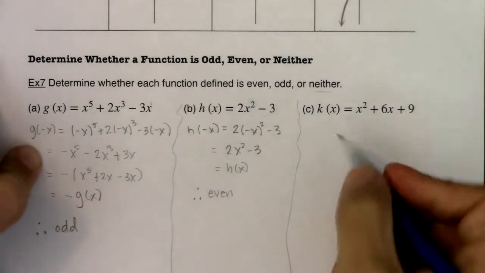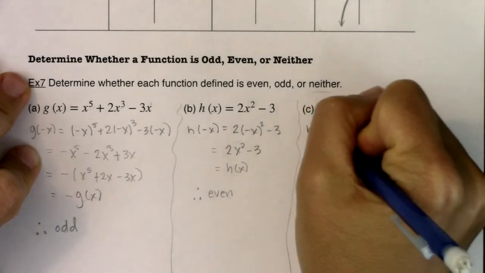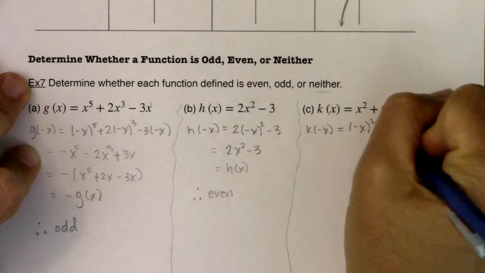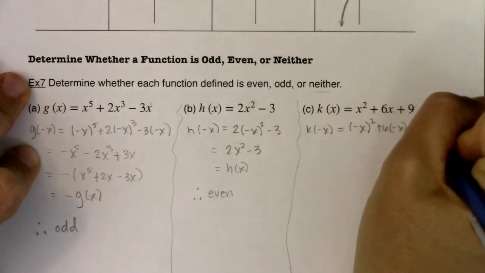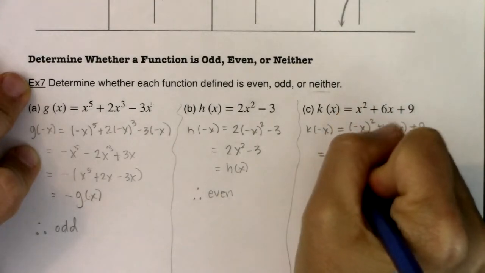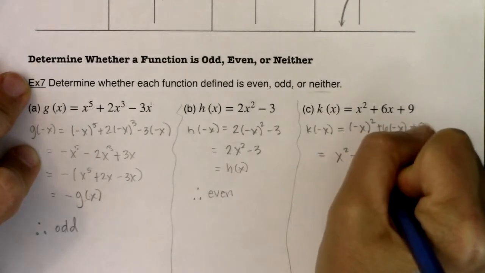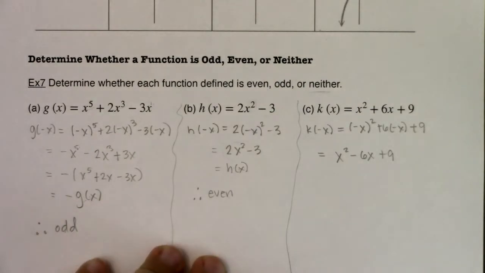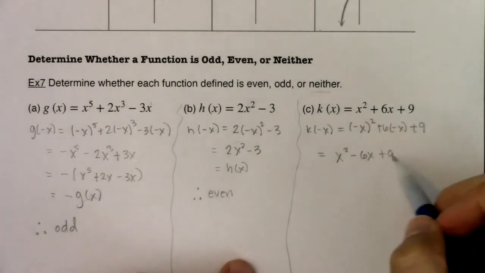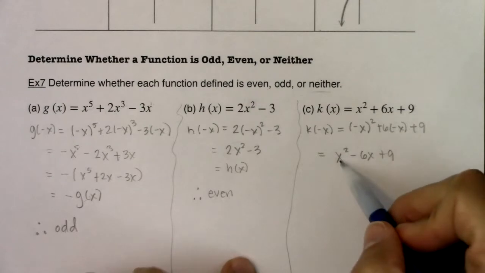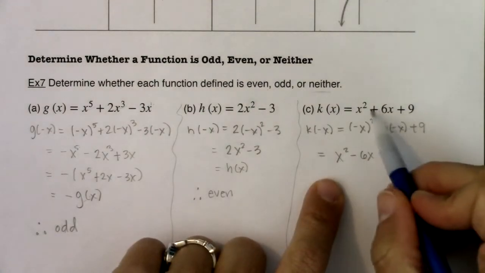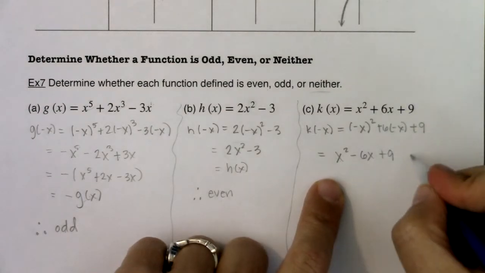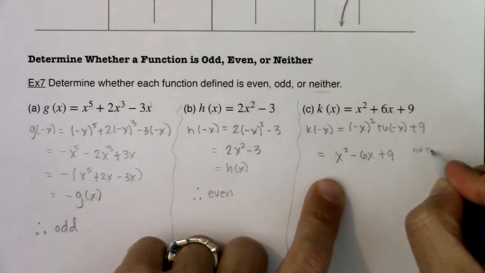All right, so let's take a look at part C. We're going to test it with k of negative x. So this will be negative x squared plus 6 times negative x plus 9. When I simplify this a little bit, I get x squared minus 6x plus 9. Okay, so let's see if it's even or odd. If it was even, I'd have to get my original function back out. And you can see here, x squared minus 6x plus 9 is not the same as x squared plus 6x plus 9. The signs are off. So right away I can see it is not even.